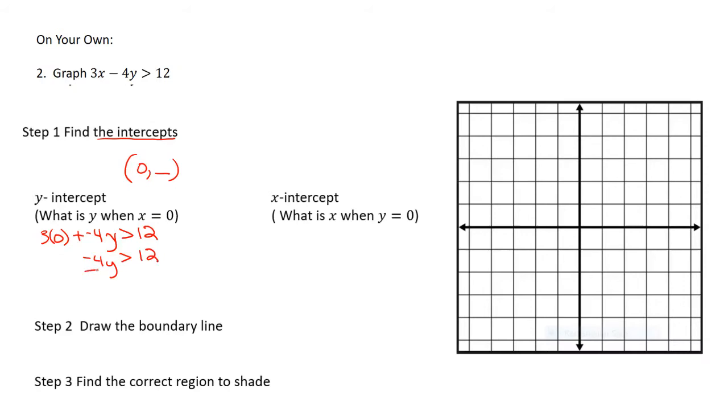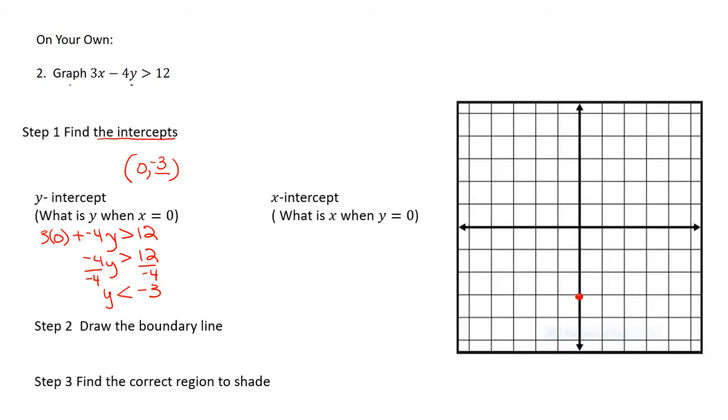Now I'm going to have to divide by a negative 4 on both sides. It doesn't really matter right now, but we'll make a note of it in just a minute. We have to change our sign when we divide by a negative 4. So we're going to have y, change our sign, less than negative 3. So we're going to go ahead and put our negative 3 right there, so we have our first intercept: 0 over, 0 down 3 for our y-intercept.